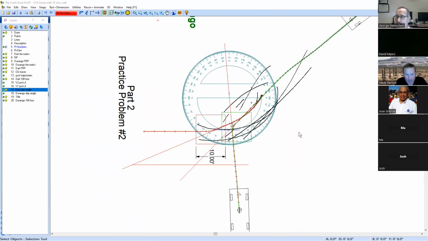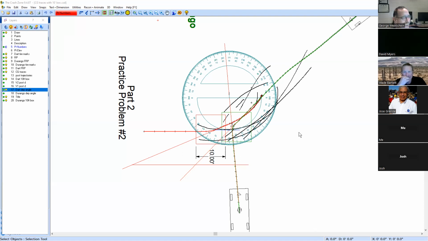Does anybody else have a question on the 10-foot box method or departure angles? That was really my goal tonight, to help everybody at least figure out where to pick up the departure angles. That was the whole thing. Anybody else? Nobody else has questions?